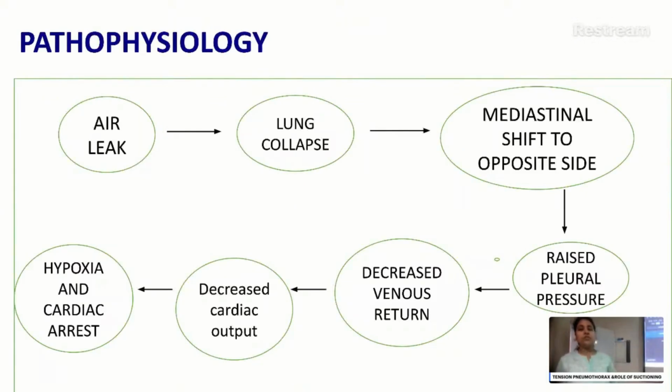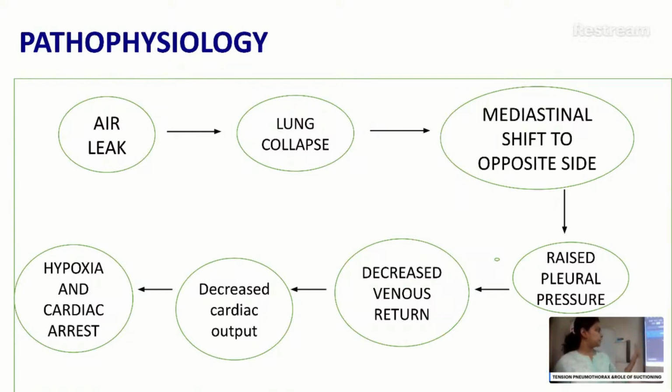Now, what is the pathophysiology behind the signs and symptoms of tension pneumothorax? Air leak has occurred, maybe due to open or closed pneumothorax, any reason. Air is now present between the two layers of the pleura. What will it do at the point where its pressure is more than the atmospheric pressure? The lung will collapse. When the lung collapses, the whole of the mediastinum will shift to the opposite side.